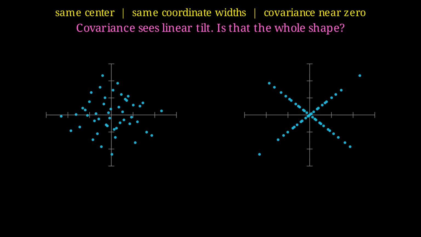Covariance does not tell us everything. It detects straight-line co-movement. A cloud can have little or no linear tilt and still contain a strong curved or split relationship. We need a way to inspect the pair from more than one direction.